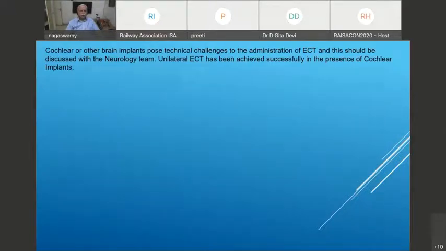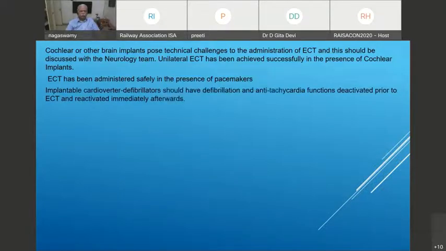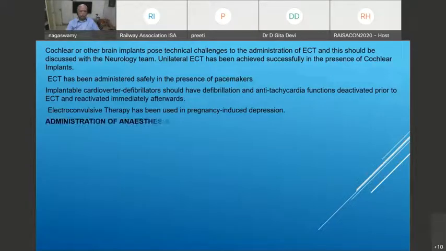So cochlear or other brain implants pose the technical challenge of giving bilateral ECT. So you have to go for unilateral ECT in those patients. And it can be safely given if the patient has a pacemaker also, because you are far away from the pacemaker, so there is no worry. But if it is an implantable cardioverter defibrillator, you have to revert the anti-tachycardia function. And electroconvulsive therapy can be used in pregnancy also.